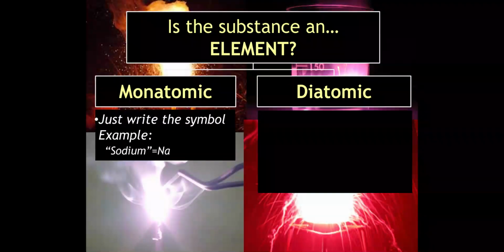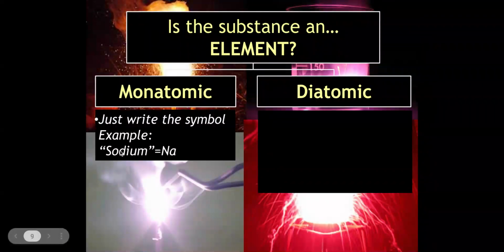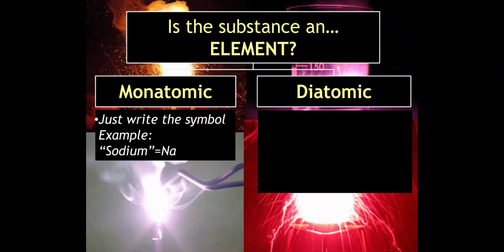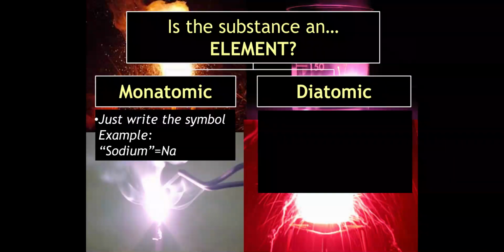So here's an example. If I saw the word sodium in my word equation, I would go to the periodic table. Sodium is an element on the periodic table, and the symbol for sodium is Na. So I would just write Na. And then I've begun my formula equation now.